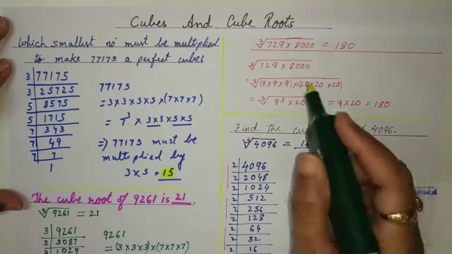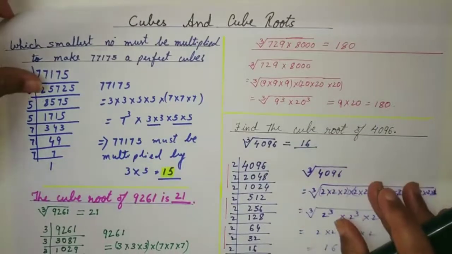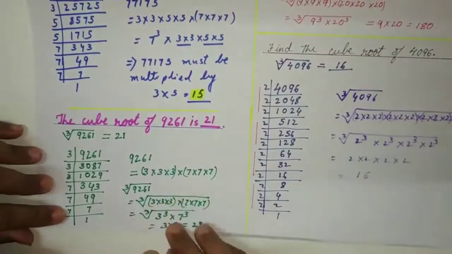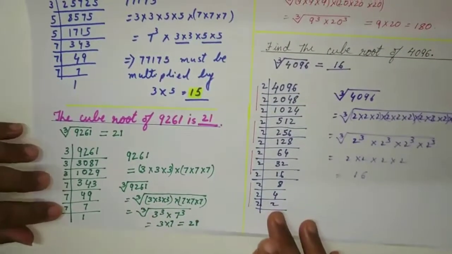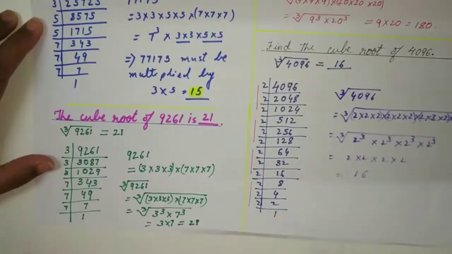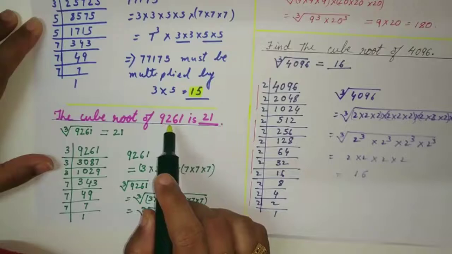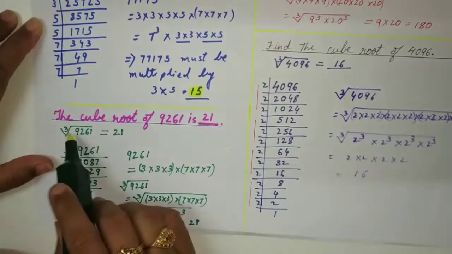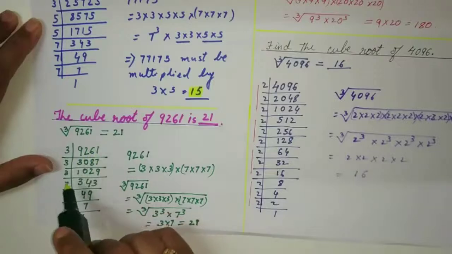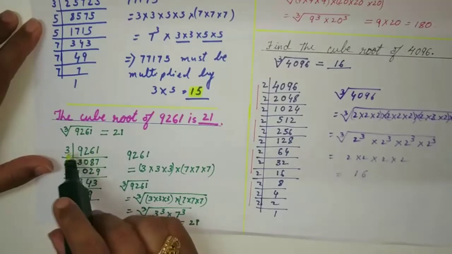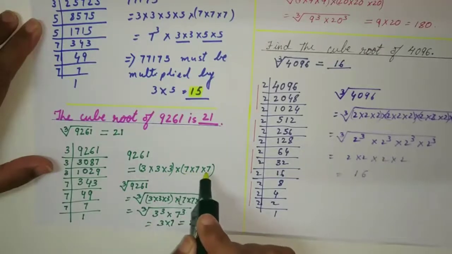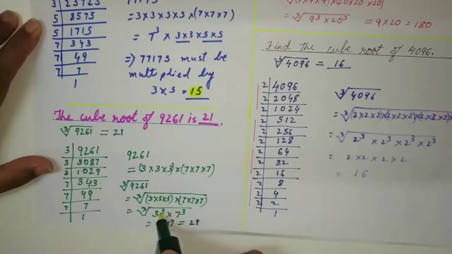Okay, so now we know how to find the cube root. For a square root we were pairing. For a cube root, we will take 1 for every 3. So how do we find the cube root of 9261? The cube root has to be written in this form. Prime factor method: 9261 divided by 3, 3, 3, 7, 7 and 7. So 3 into 3 into 3, 7 into 7 into 7. So this can be written as 3 cube and 7 cube.